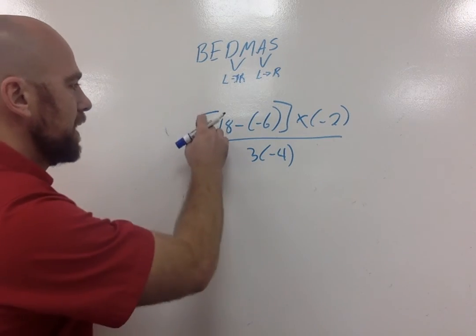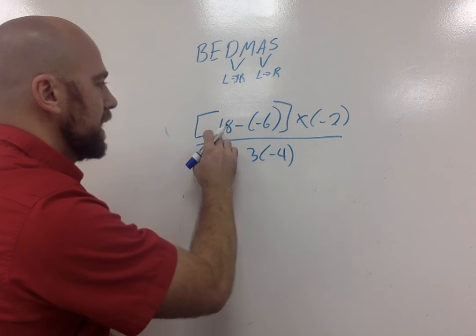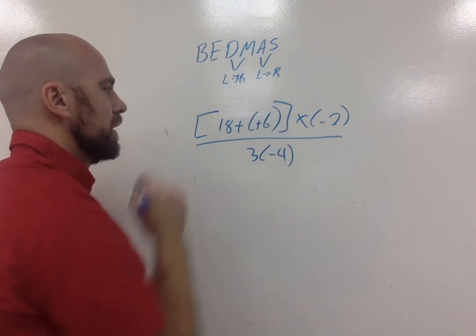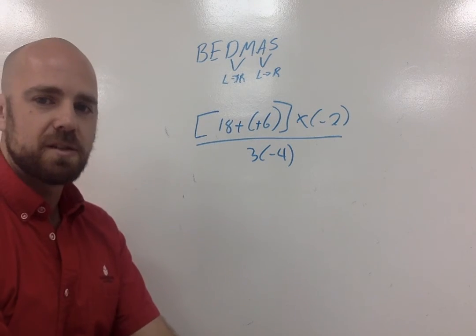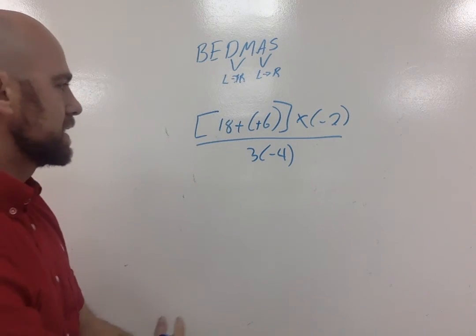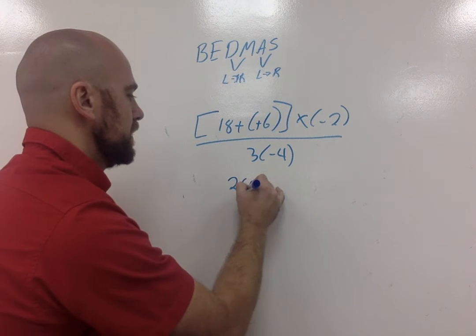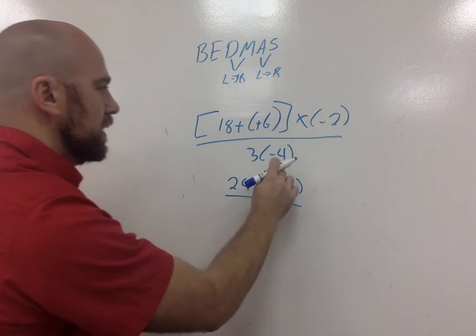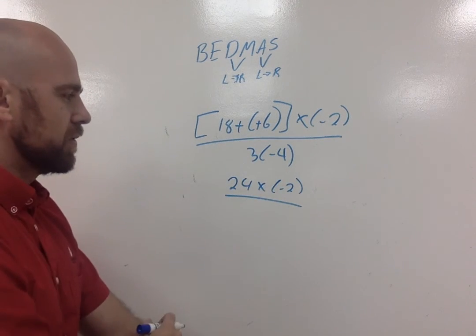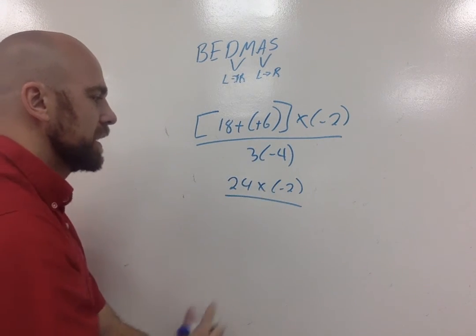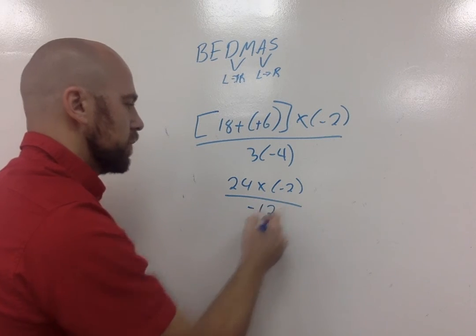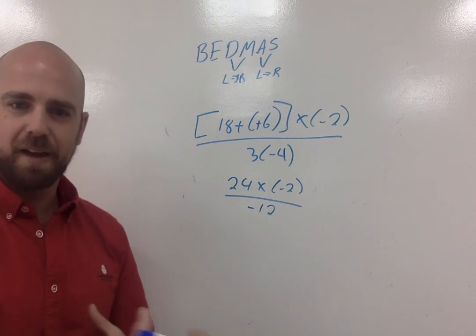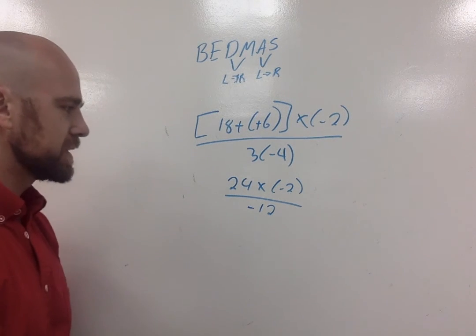So let's start at the top. I've got my brackets here. So I've got 18 minus negative 6. Our rule is when we're subtracting, we can change the symbol. So we've got 18 plus 6 now. That's going to give us 24 times negative 2, all over. And I'm going to do this operation because the bottom isn't going to affect the top. So 3 times negative 4 is going to give me negative 12. Once again, because it's just right outside the bracket, I have to multiply everything in. And that'll make more sense later on.